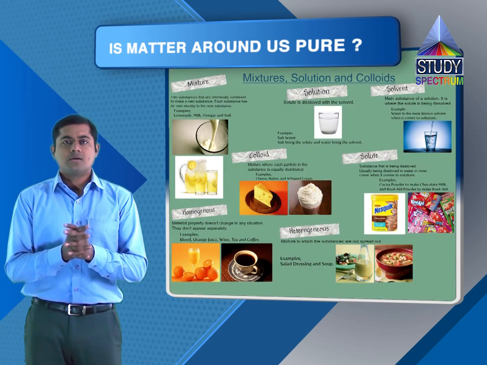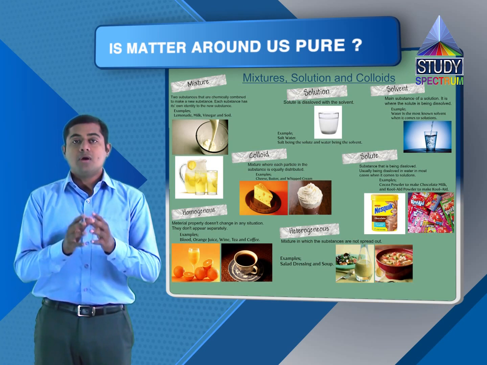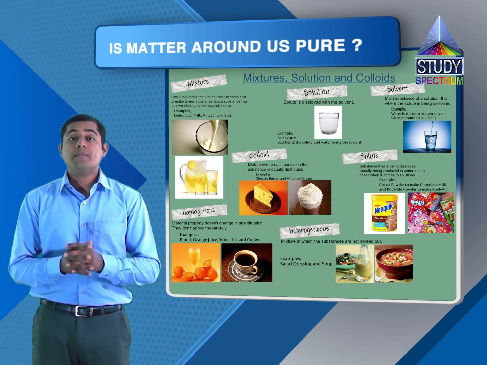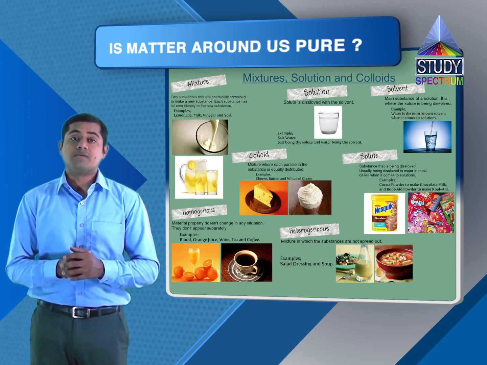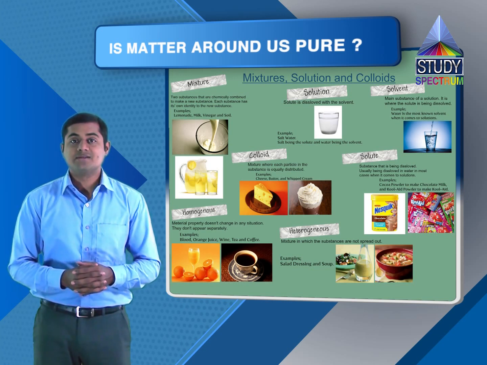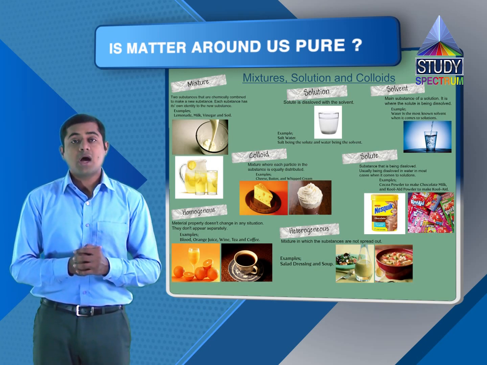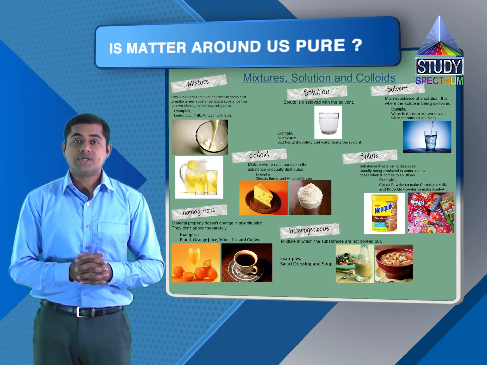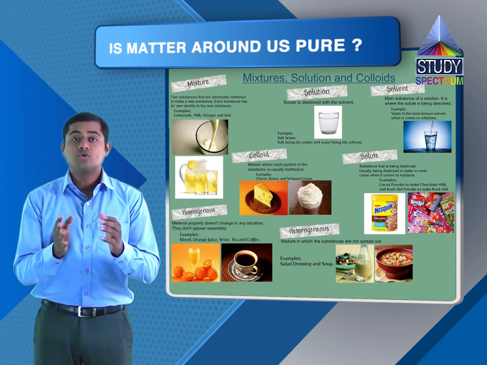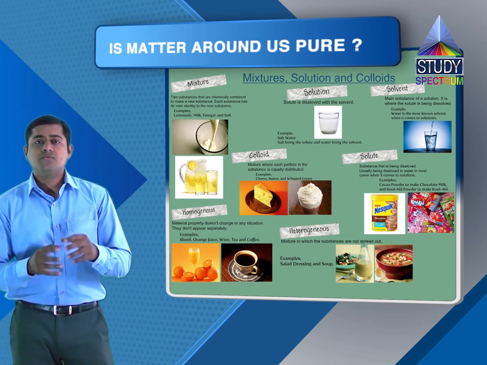Now, let's think. Now we know what a pure substance is and what a mixture is. When we talk, is matter around us pure? By pure, we mean pure at the molecular level, pure at the atomic level, pure via its chemical properties. Now, let's have an example of a few of the mixtures and how we will separate the constituents, the substances which have made that mixture. How will we separate those substances, those constituents from that mixture? Let's have a look at the first example.